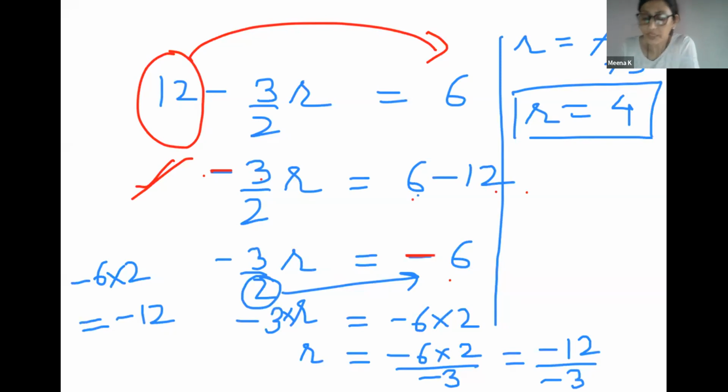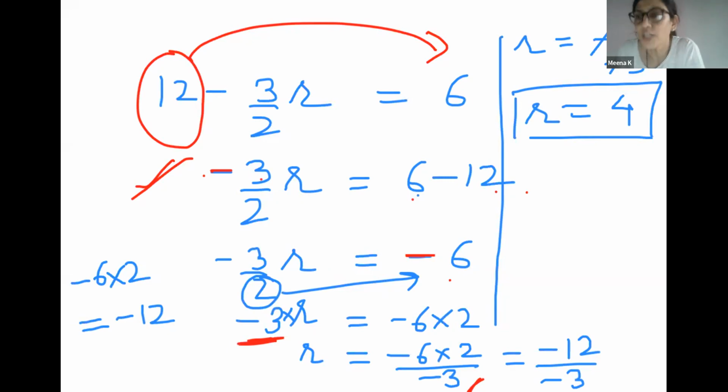Right? Now we want to find the value of R. So this 2 I will remove first. This 2 is in division. When I take it to the other side, it comes in multiplication. Yes? Now I have to remove this minus 3. This minus 3 is in multiplication with R. When it goes to the other side, it comes in division. So it comes in division here, minus 3. Yes? This is clear?